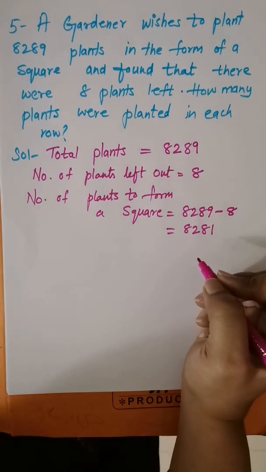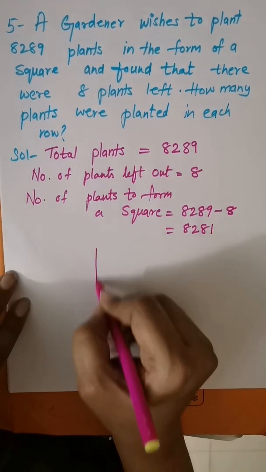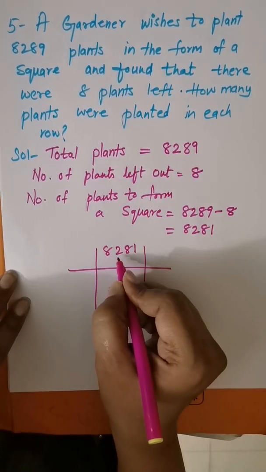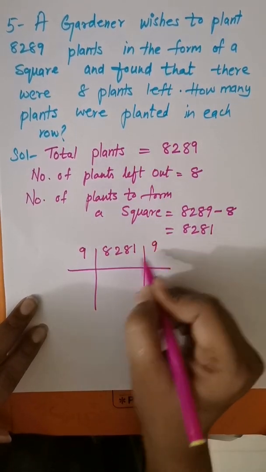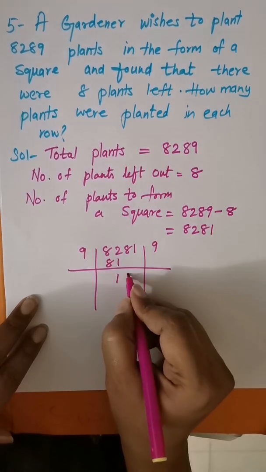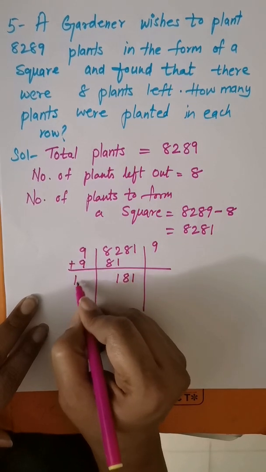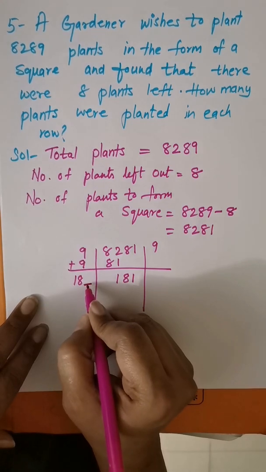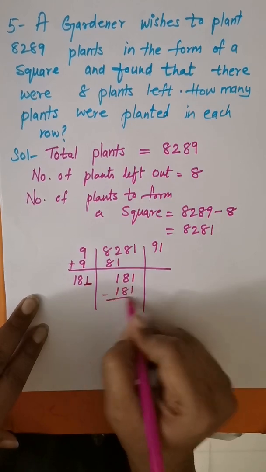Okay, so to know how many plants were there in each row, we will find the square root of 8,281. Two numbers at a time. So 82 means 8 8s are 64, 9 9s are 81. 1 remains. Bring down two numbers at a time. Here we have to double it. 9 plus 9, it will become 18. So 18. What will we guess out here? If we guess 1 here, 181 1s are 181.